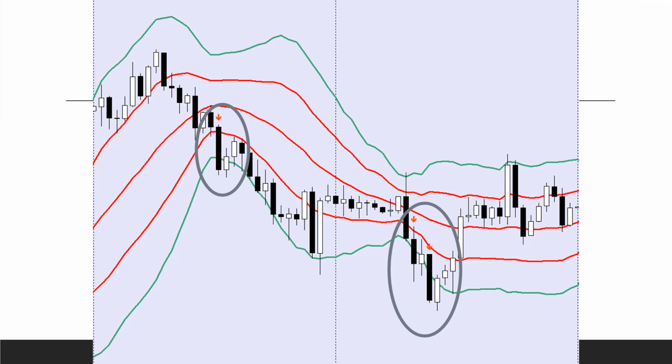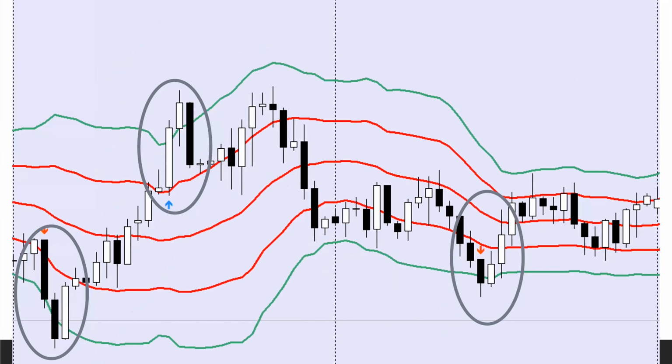I'll tell you more about it. You can see an example here. First one on the left, outside of Bollinger Band. 2 candles outside. Next one goes straight back in. Very quickly, you see it goes all the way up, goes outside of Bollinger Band on upwards, and comes straight back in again. You see a blue arrow there.